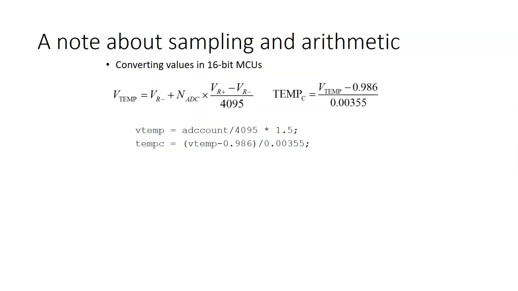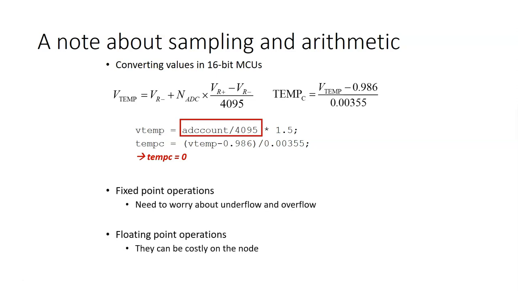Now, we do have to be careful though, because you might say, well, let's write some C code that looks like this to implement those equations. The ADC count divided by 4095 times 1.5. And if you write something like this, you might be surprised when you get a temperature C that is always 0. This is because of the way that rounding occurs with integers in C. We need to be careful about underflow and overflow with these fixed point operations. In many cases, floating point operations would be too costly for the low power microcontroller that we're using.